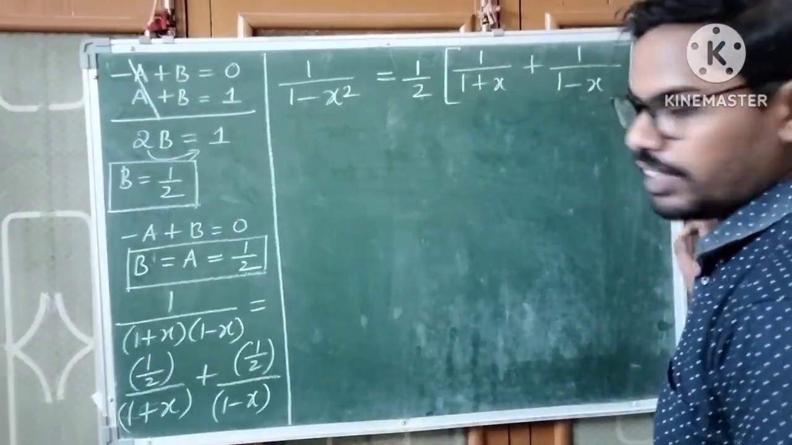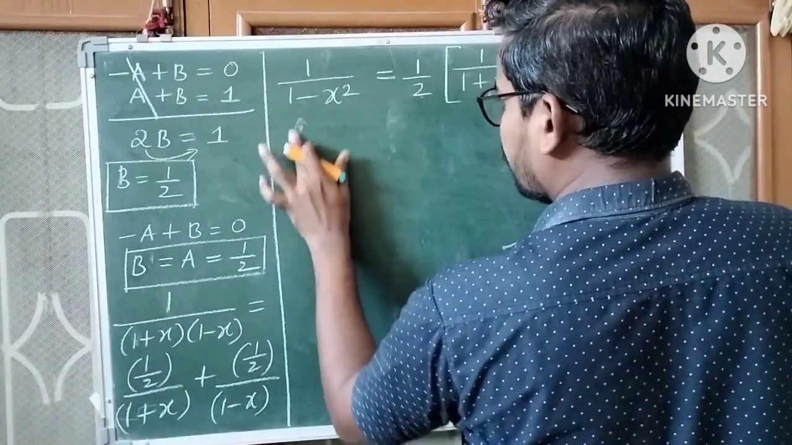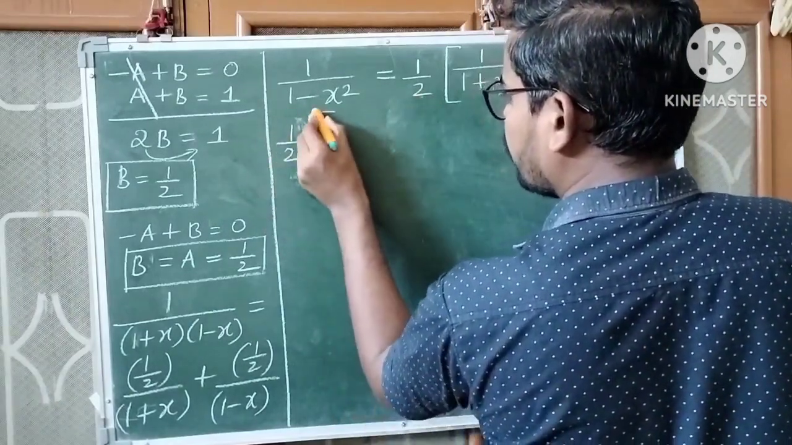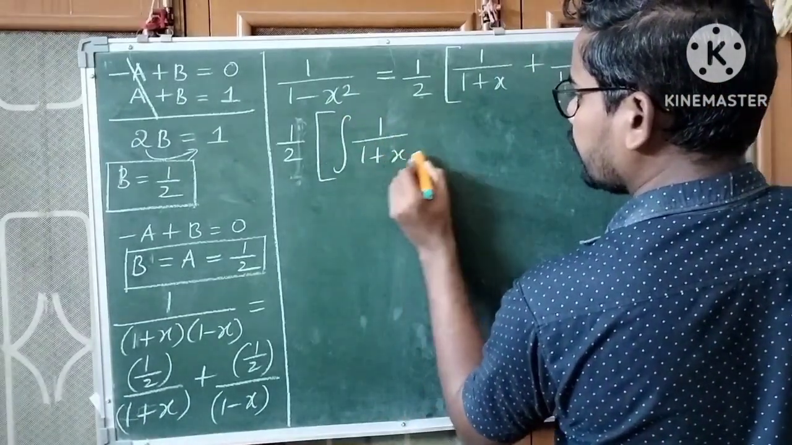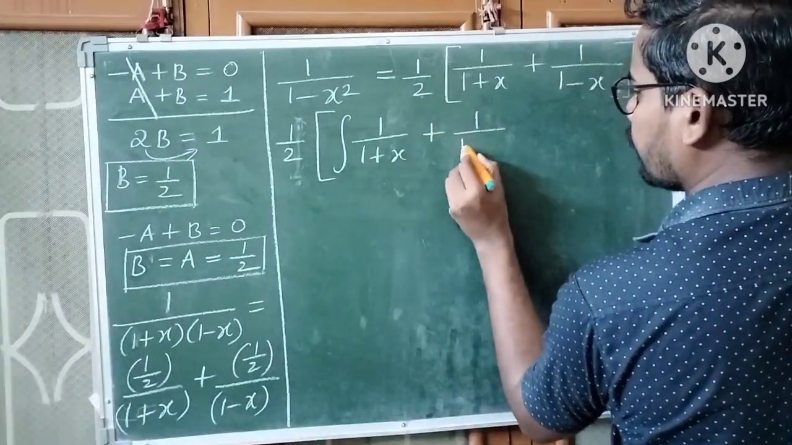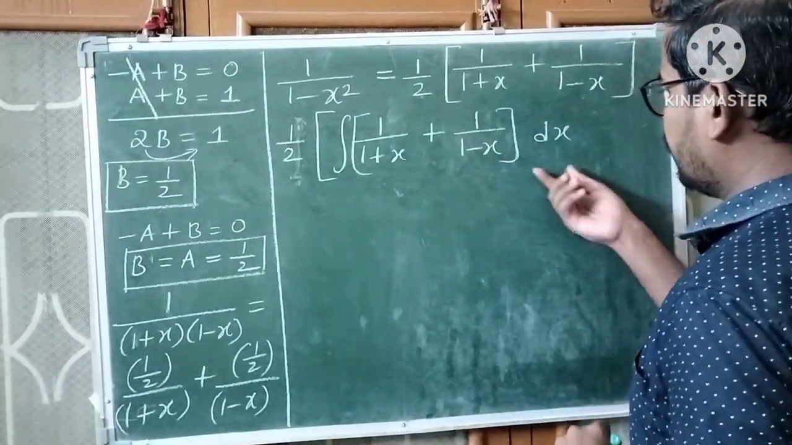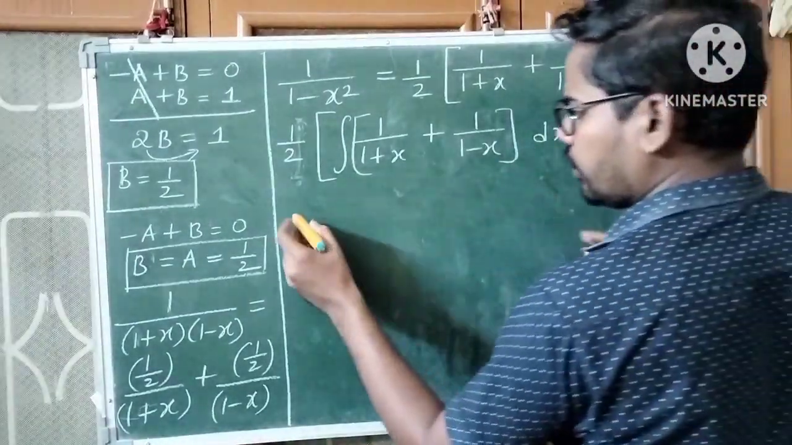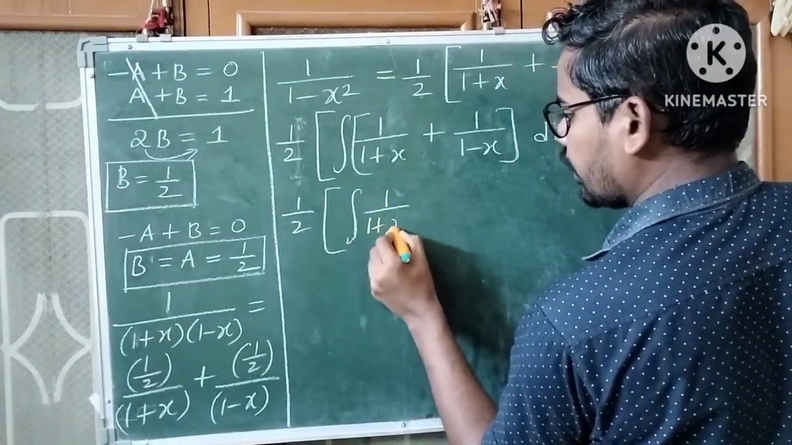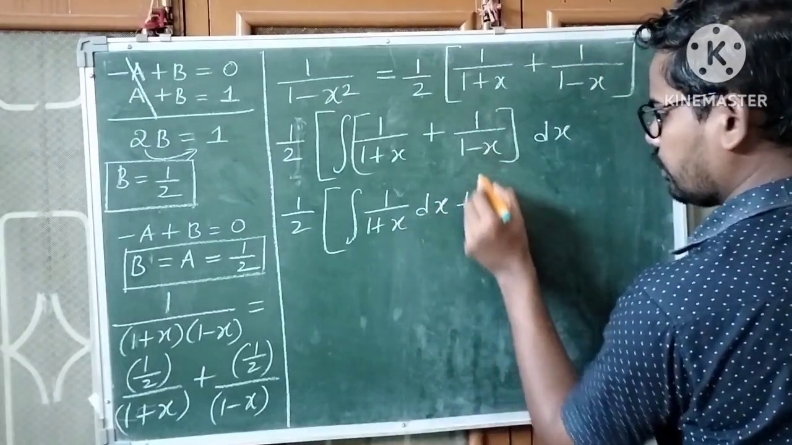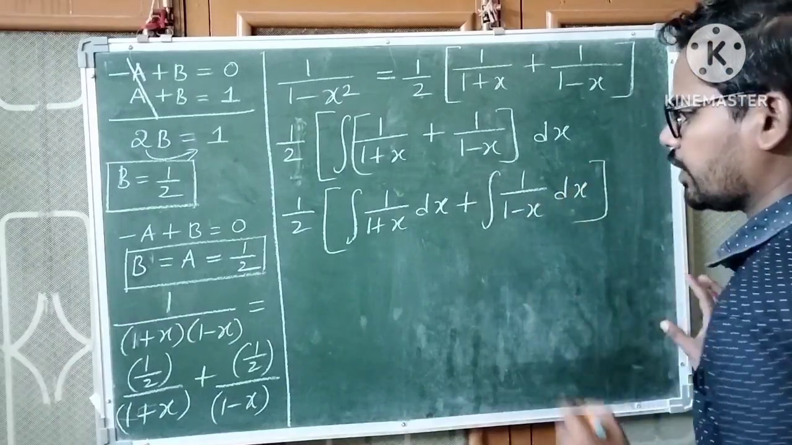Now the process is very simple. Now apply integration. Here 1 by 2 is a constant, so take the constant out of the integral. Now integral of 1 by 1 plus x plus 1 by 1 minus x into dx. Okay. So now distribute integration. Then 1 by 2 integral of 1 by 1 plus x dx plus integral of 1 by 1 minus x dx. Okay? It's like a distributive property.